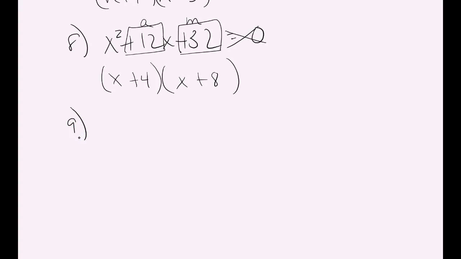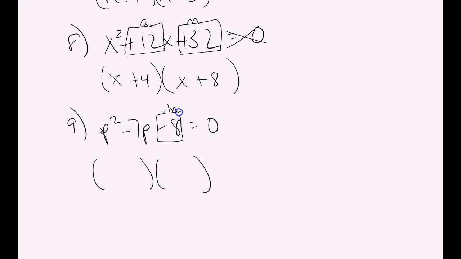All right, number 9. p squared minus 7p minus 8 equals 0. So what I'm going to do is look for two numbers that multiply to this and add to this. So multiply to this number. How about 8 and 1? Now, it's a negative 8, so one of these has to be negative, okay?